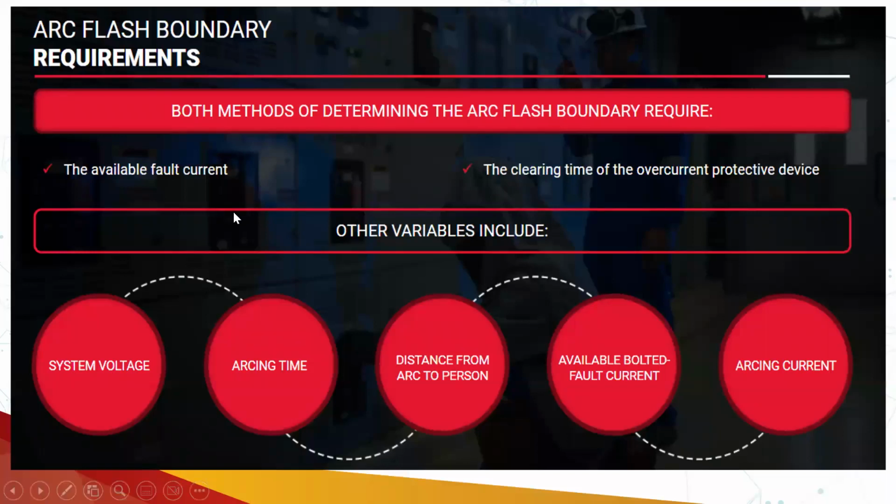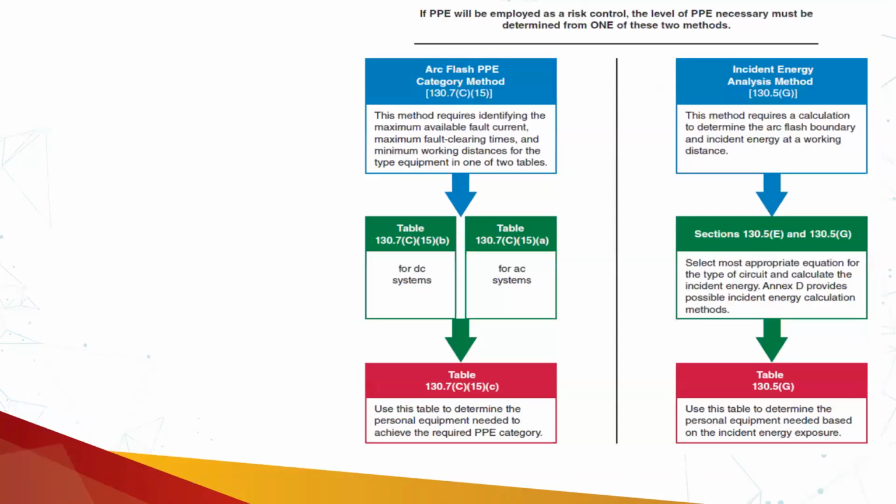Both the methods are approximately similar. They are taking the same input, like available fault current, the fault clearance time, the system voltage, working distance, and the arcing current, etc. But there are some changes. If you are using an arc flash PPE category method, we have to follow that table method. And if our exact scenario is there in our table, we will be using either 130.7 C15B or 130.7 C15A.